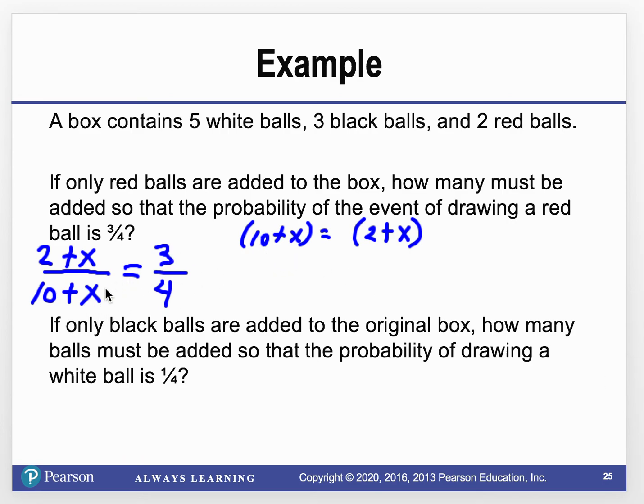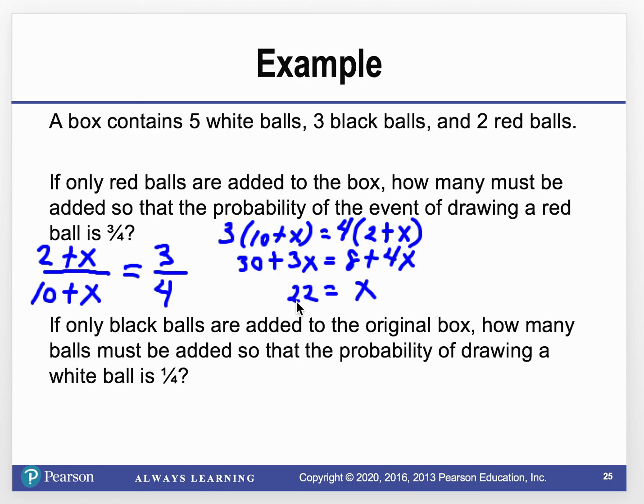All right, if I'm cross multiplying, we have 3 times 10 plus x and 4 times 2 plus x. So here we have 30 plus 3x equals 8 plus 4x. Now if I subtract 3x from both sides, my x is over here, and then I subtract 8 from both sides. So x is 22. This is how many red balls we would need to add to the box.